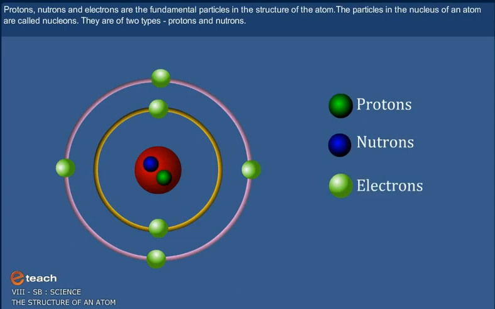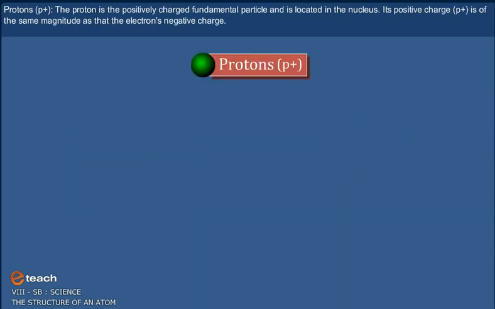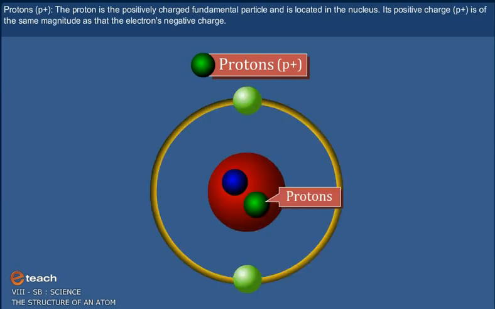Protons, neutrons, and electrons are the fundamental particles in the structure of the atom. The particles in the nucleus of an atom are called nucleons. They are of two types, protons and neutrons. Proton, that is, positive proton. The proton is the positively charged fundamental particle and it is located in the nucleus. Its positive charge is of the same magnitude as the electron's negative charge.